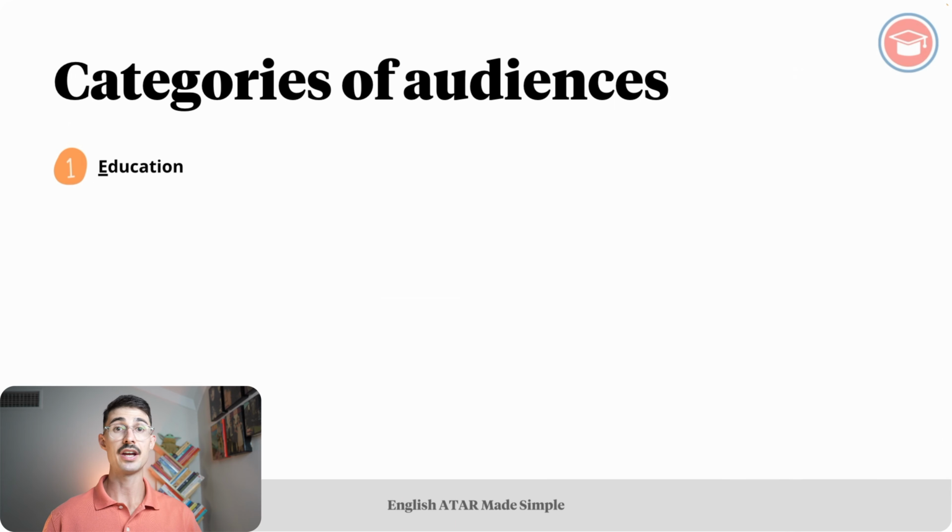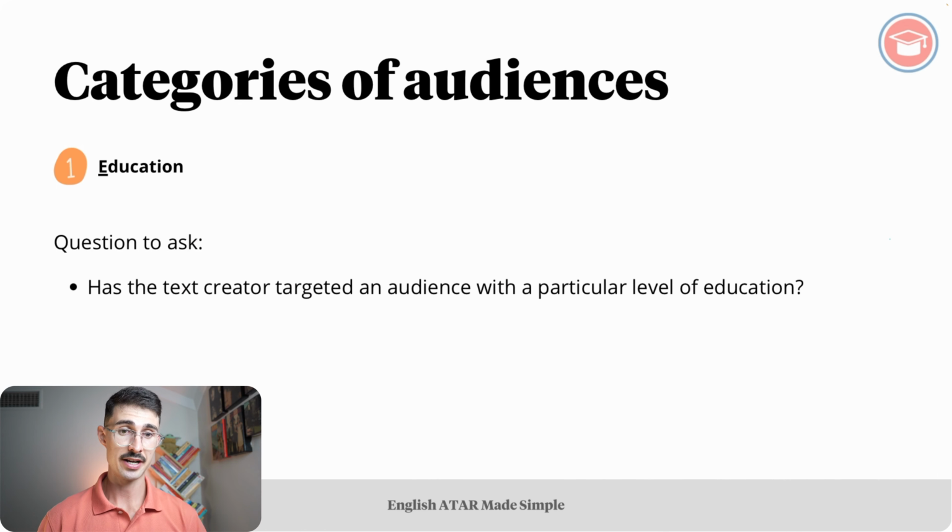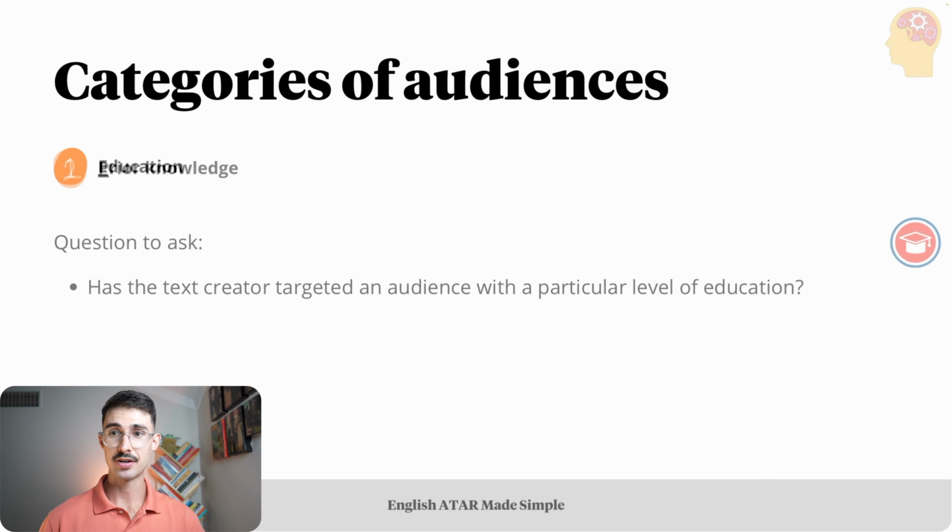Let's take a look at the education category first. See what I did there? The question to ask: has the text creator targeted an audience with a particular level of education? Examples: the text creator might have targeted an audience with a primary school education, with a secondary school education, with a tertiary education, more specifically, with a bachelor's degree, with an honours degree, with a master's degree, with a PhD, an audience who have all done a particular internship, an audience who have all done a particular course, maybe like AIMS.